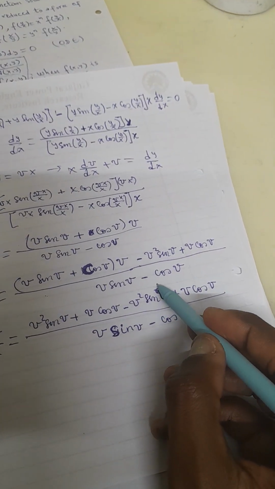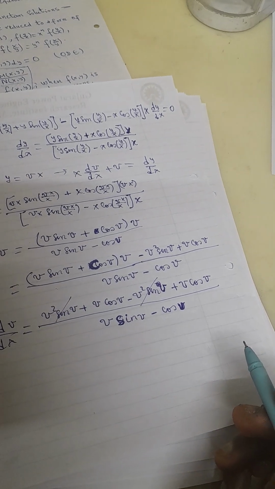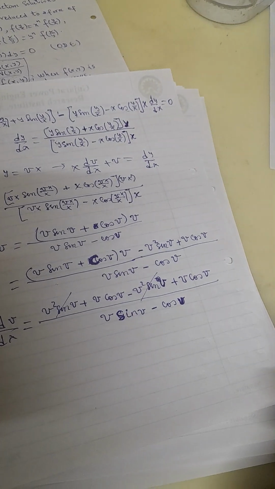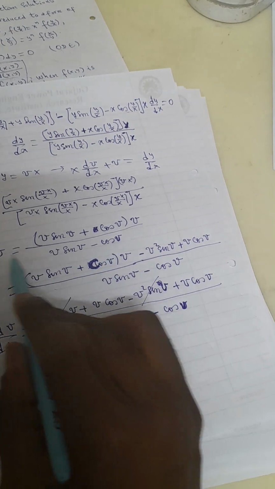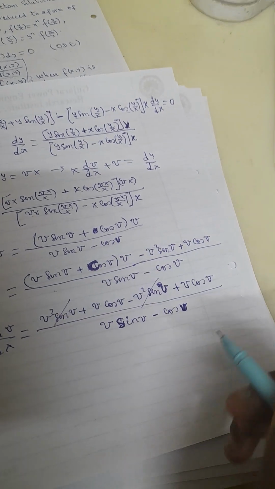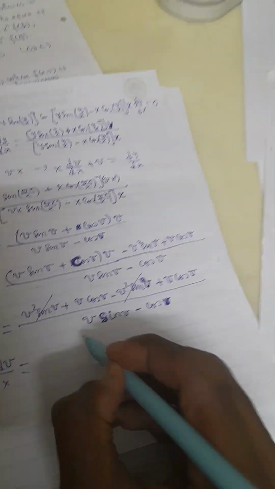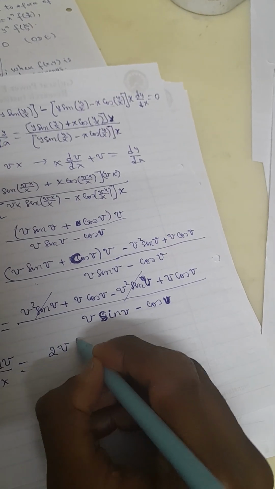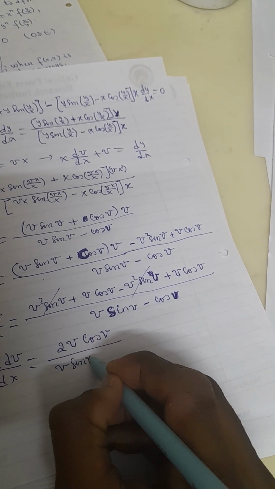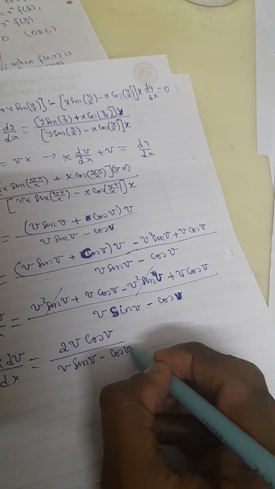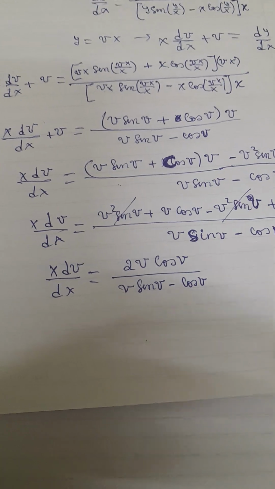The next step is you can just cancel out this and this. This will be cancelled out directly. So this x comes here. So what you're going to have is x dv upon dx equal to 2v cos of v upon v sine of v minus cos of v. This is the expression that we are going to have.